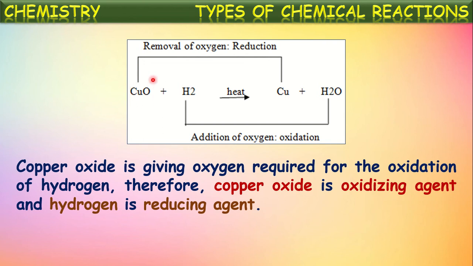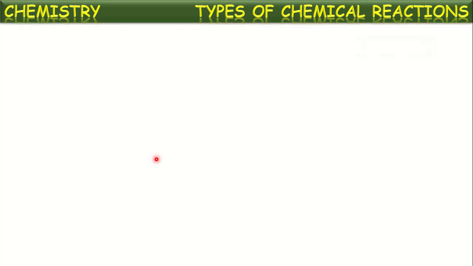See, the action it is undergoing and its activity both are quite opposite here, that we have to understand. Copper oxide has undergone reduction and its behavior here is oxidizing agent. Whereas hydrogen has undergone oxidation and its activity is acting as reducing agent. Okay, that's about oxidizing agent and reducing agent. Let us see one more example now to understand this in detail.